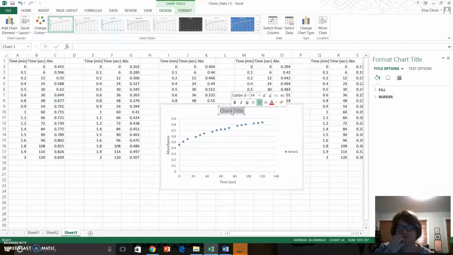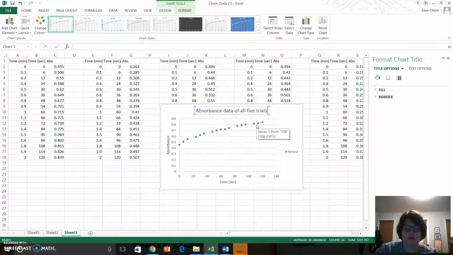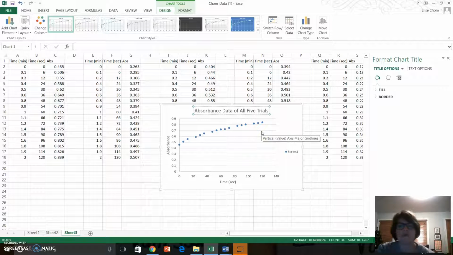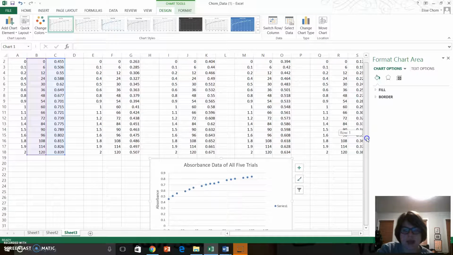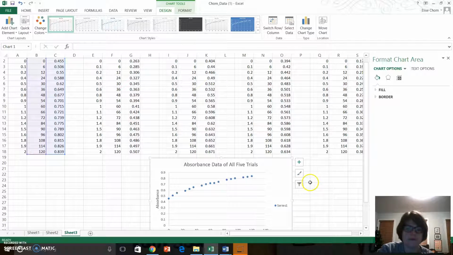My title is going to be absorbance data of all 5 trials. Actually, capitalize things that should be capitalized. Okay, and there's the first thing. So now obviously I need to add the rest of this data.